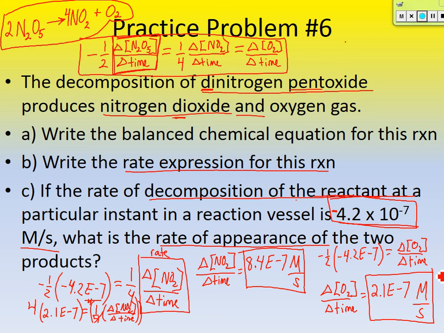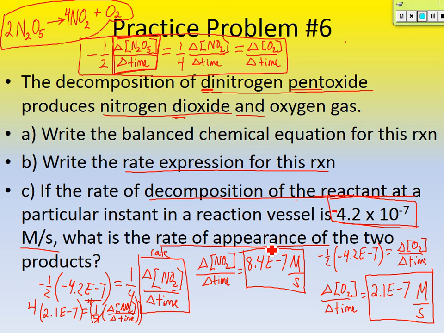But guys, more importantly than the answers, I hope that you can understand the next few questions that I ask. Let's try and understand what this means. Yeah, we got a bunch of numbers here, but what do they mean? What are they telling us? So I want to ask a couple of questions. If we look at the rate at which nitrogen dioxide formed, it was 8.4 times 10 to the minus 7. How does that relate to the rate at which our dinitrogen pentoxide was disappearing? Well, that was negative 4.2 times 10 to the minus 7.